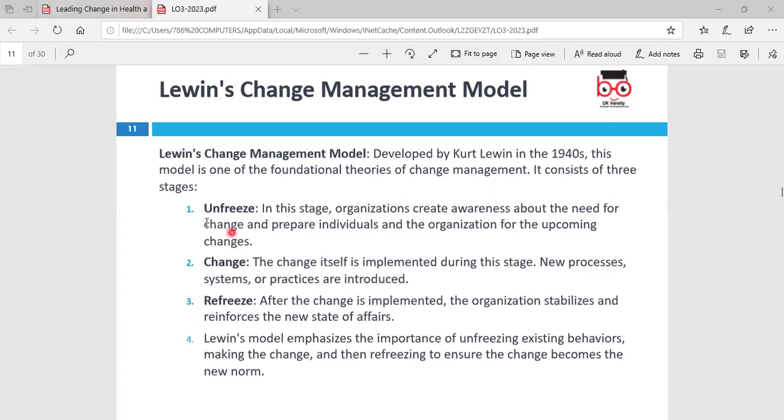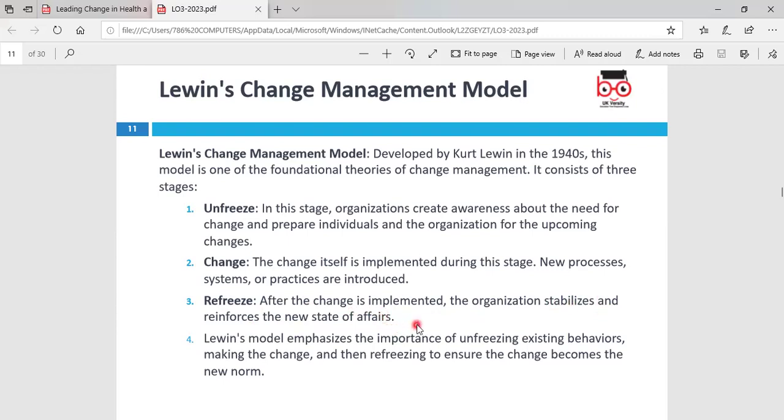In this model, it consists of three stages: unfreeze, change, and then refreeze. Unfreeze is when the organization creates awareness about the need for change and prepares individuals and organizations for upcoming changes. Change is implemented during this stage, and new processes, systems, or practices are introduced. We consider all the factors that are going to be there while implementing these changes. After that we have the refreeze stage, where after the change is implemented, the organization stabilizes and reinforces the new state of affairs.